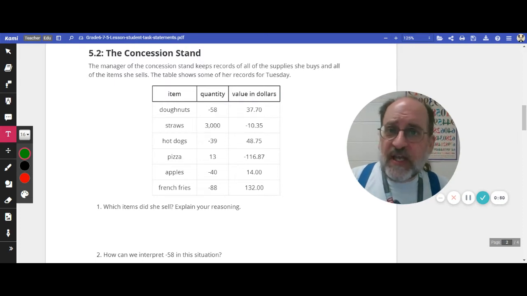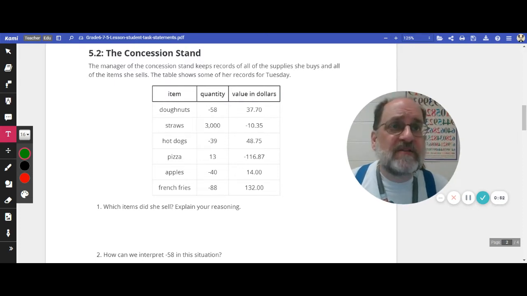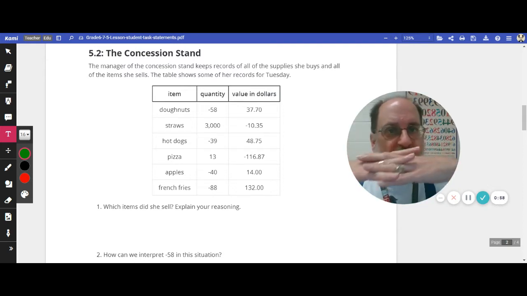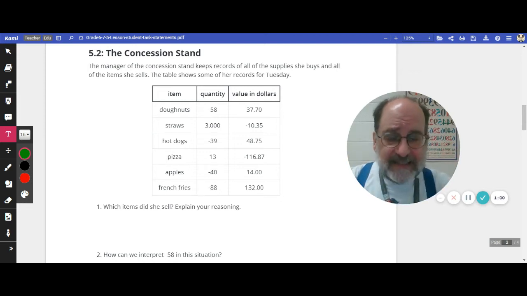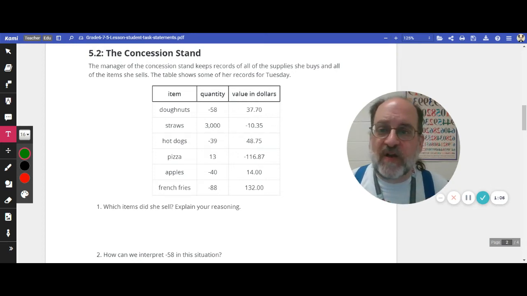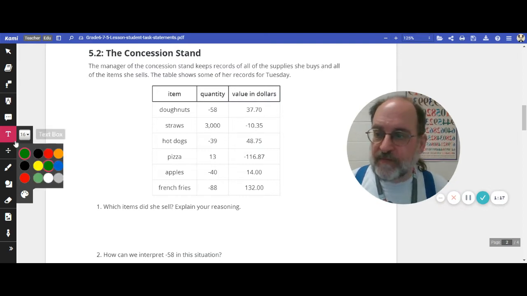If she sells them, that means that instead of gaining them, like she bought some stuff so she has more, she's selling them so she has less. And I want you to remember that when we are talking about less, especially on number lines, we're starting to talk about negative numbers. So I want to look at the quantity, the things that she has less of now, and I want to see which ones are negative.